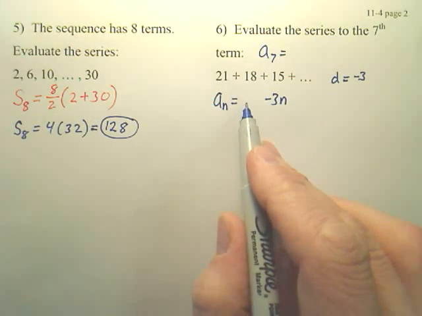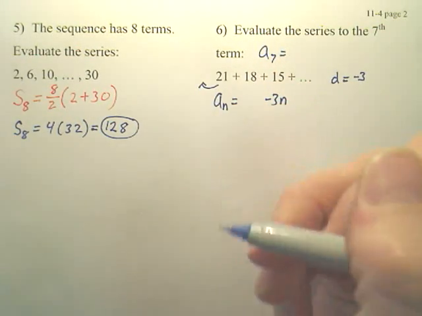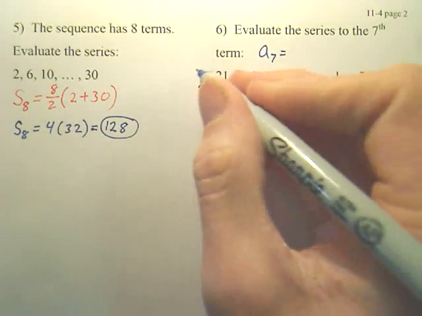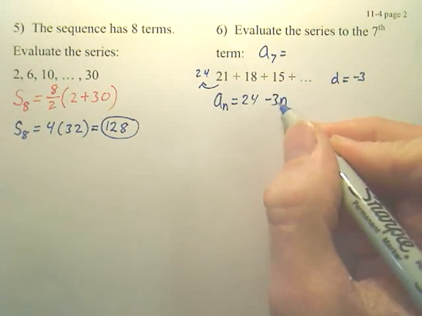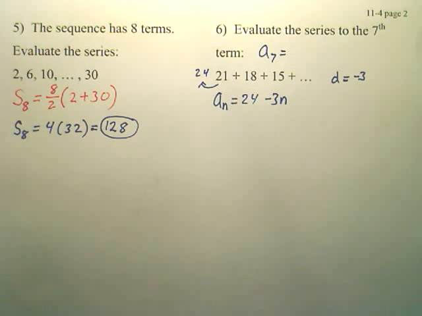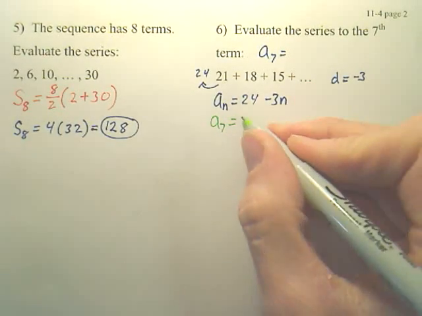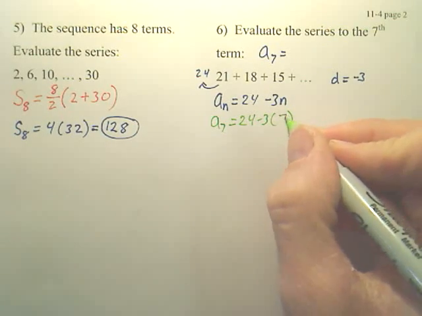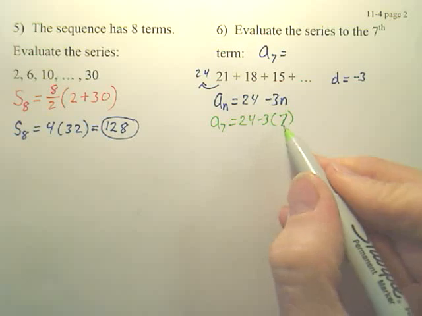What number goes here? Wouldn't it be the number before 21? What goes before 21? If we're minusing 3, won't that be 24? So isn't that 24 minus 3n? That's the rule. Now how do you find the 7th term? Wasn't that 24 minus 3 times what? That'd be times 7. Put in 7.